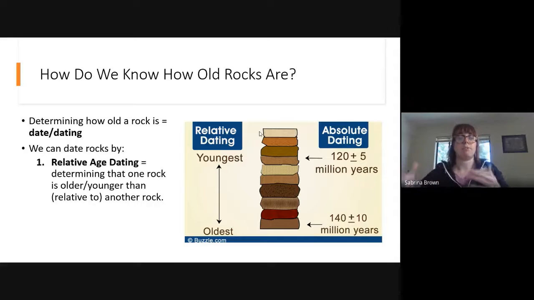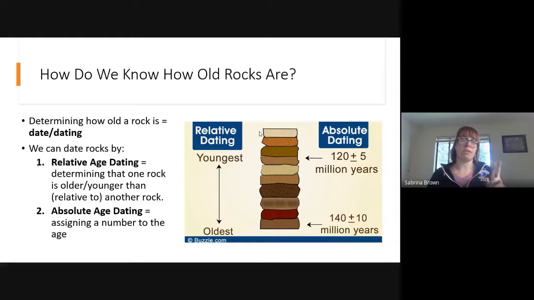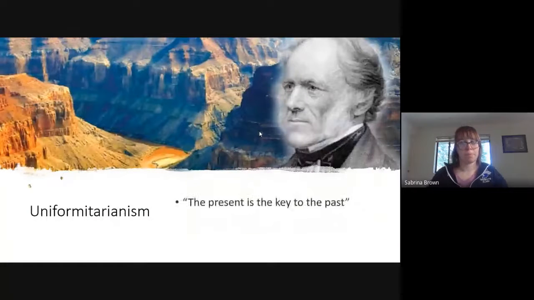So in this method, we're going to be comparing two different layers of rocks. And then the other way that we can date rocks is using something called absolute age dating, which is actually assigning a number to the age. And so today we're going to focus on this relative age dating process.